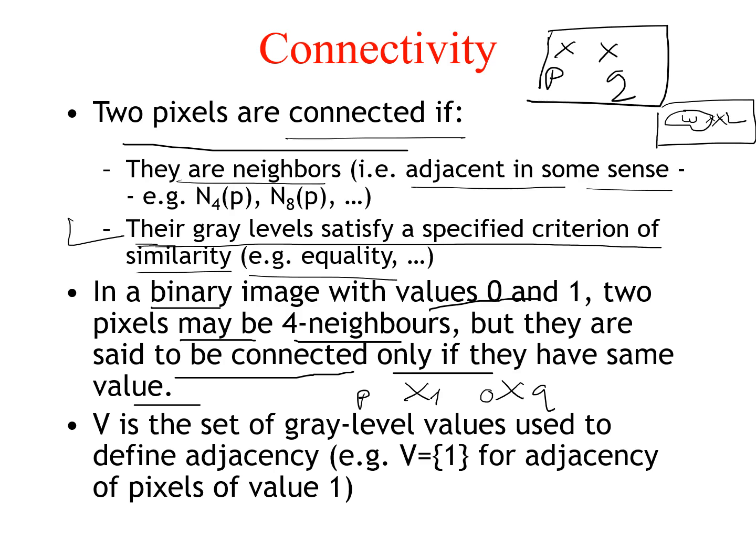V is a set of gray level values used to define adjacency. So V is a set which will define the criteria of the similarity. What is the meaning of V set of 1? It's an example. V is the set of pixels having value equal to 1. That is the predefined criteria for adjacency. So the pixels which are physically adjacent to each other and satisfying the set V, we can say that they are connected pixels.